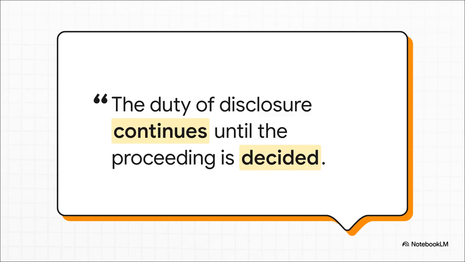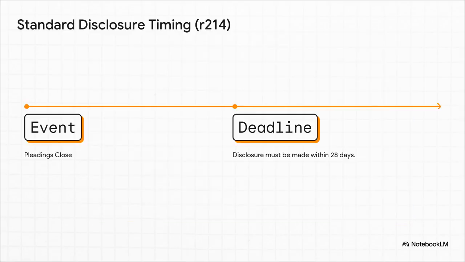This is a super common exam topic, so make sure you've got that locked in. So what about timing? Under Rule 214, the clock starts ticking the moment the pleadings are considered closed. And from that point, you have exactly 28 days to get your list of documents served on the other side. It's simple, it's clear, and it is a deadline you really don't want to miss.